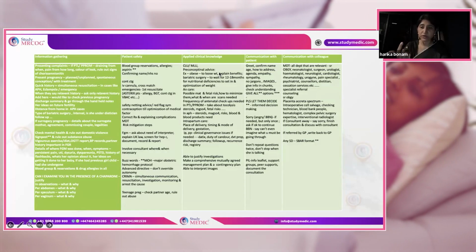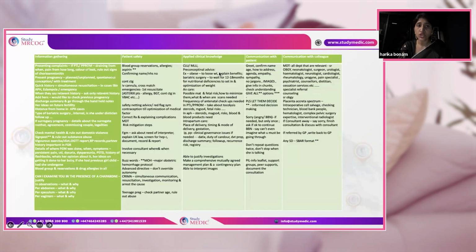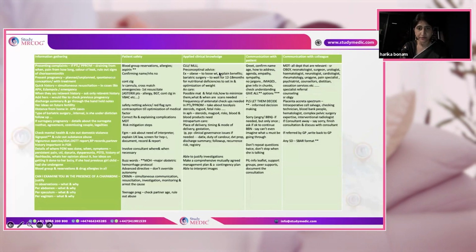If referred by GP or midwife, write back to them. And in any structured discussions, always the structured discussions should go in an S-bar format.